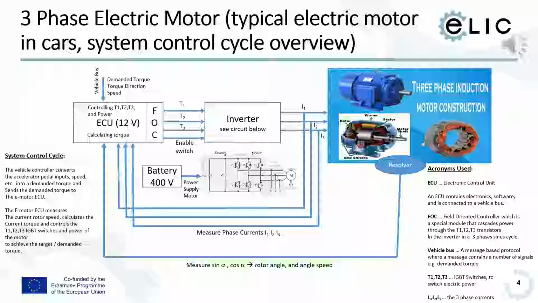This could be even bigger when it's a truck, so the 400 volt is normally for a passenger car. And therefore we need a separate circuit which is capable of handling this huge voltage and providing semiconductor switches for 400 volt. And this is why we need the inverter board separate from the electronic control unit. Some elements used here are the ECU, which is an electronic control unit. An ECU contains electronic software and is connected to a vehicle bus where we get the commands from, or we provide even information to the vehicle, like the rotation per minute of the motor.